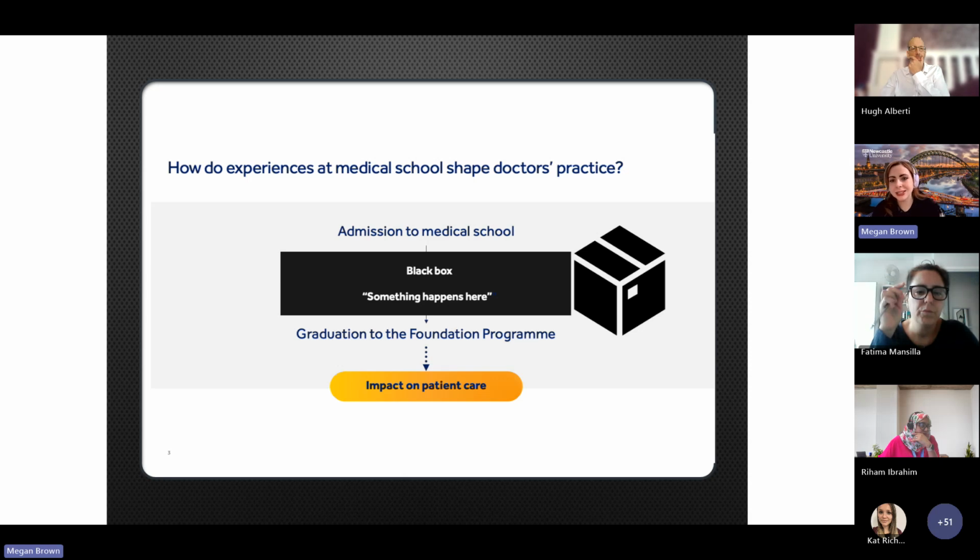But we often don't know exactly what's happening on that ground level, where people are forming values, where they're forming perspectives that they take forward into practice. And we need to know and unpack that black box so we can understand. And that understanding then enables us to make improvements that can have that meaningful impact on patient care as people carry forward that improved practice into their clinical care.